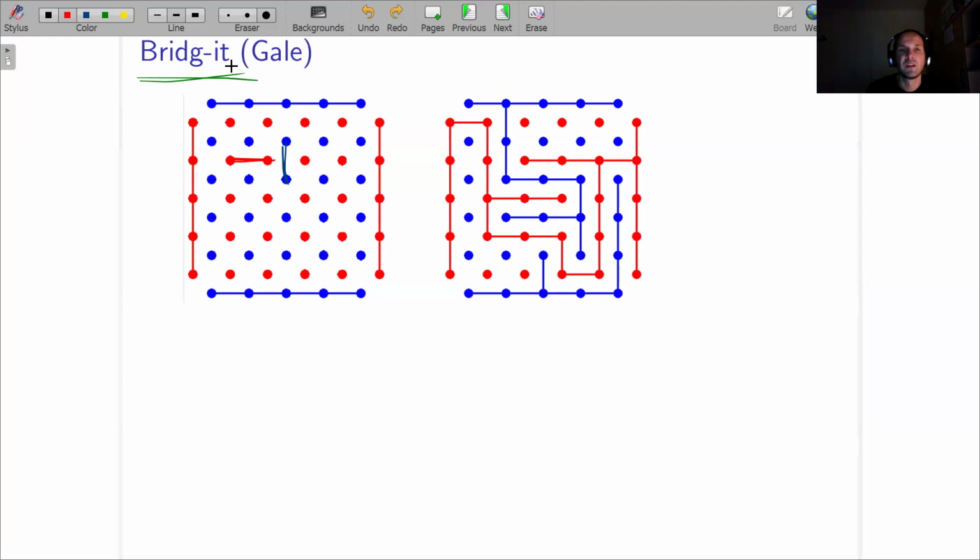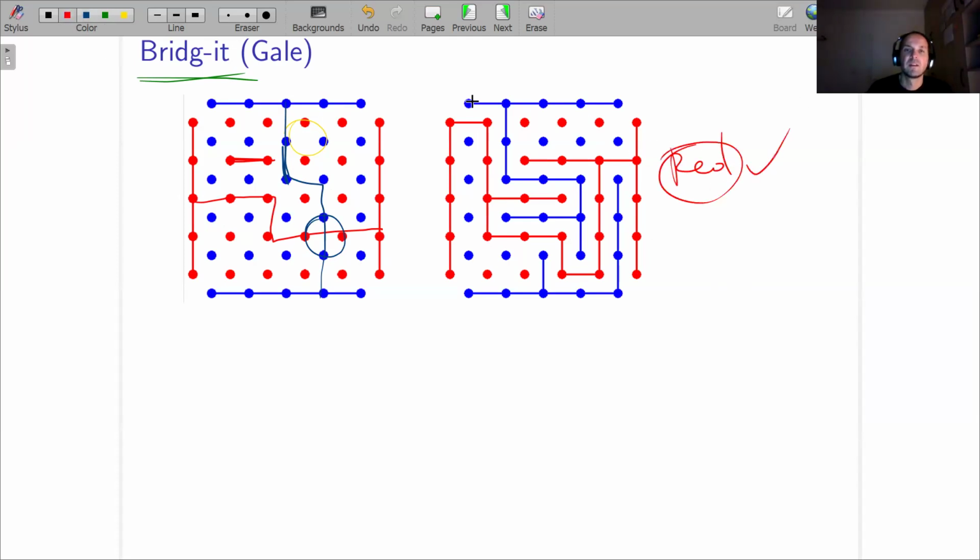So each of these middle spaces can be occupied by either a blue bridge or a red bridge. One excludes the other. The goal of red is to connect the red sides, and the goal of blue is to connect the blue sides. Obviously, both cannot happen at the same time. One will happen and the other will not. There is this connection with Hex to show that there is no draw. In this particular game, it's a red player's win. Red wins because there is this red path, somewhere here.